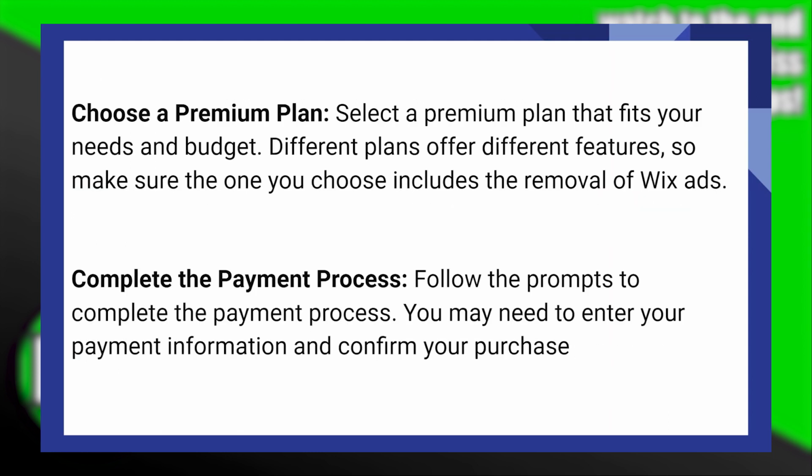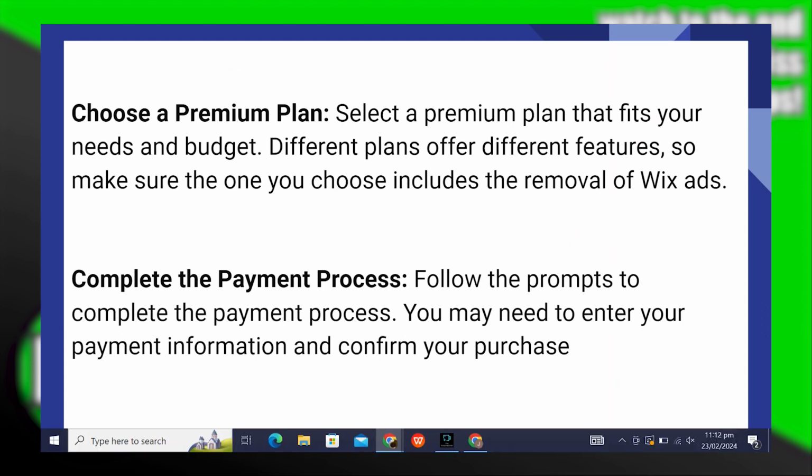Select a premium plan that fits your needs and budget. Different plans offer different features, so make sure that the one you choose includes the removal of Wix ads. Follow the prompts to complete the payment process. You may need to enter your payment information and confirm your purchase.